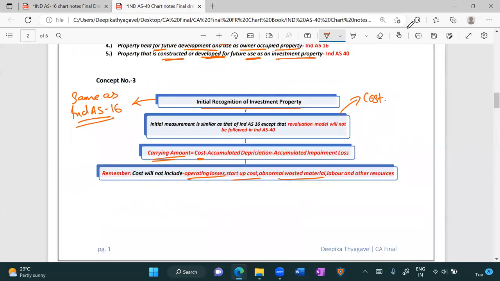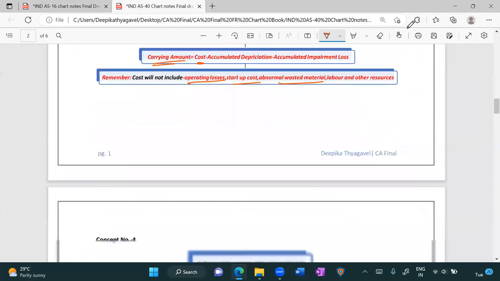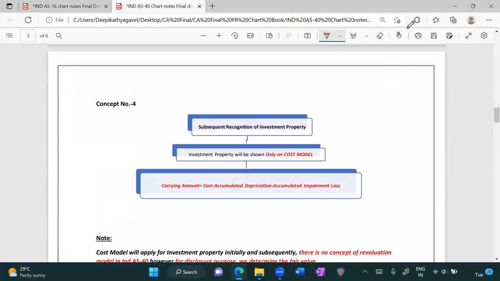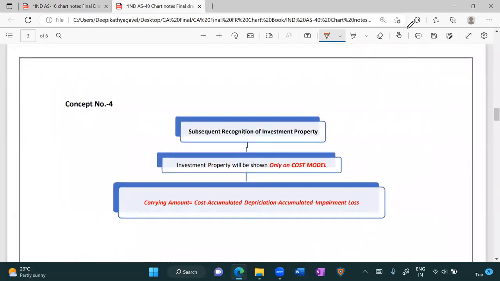But all the purchase price will be included, non-refundable taxes will be included, and any other directly attributable cost will be included. So that was about the initial recognition.